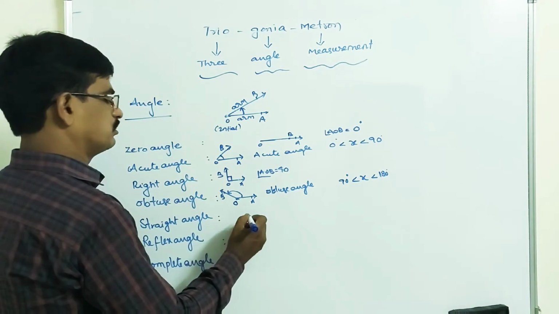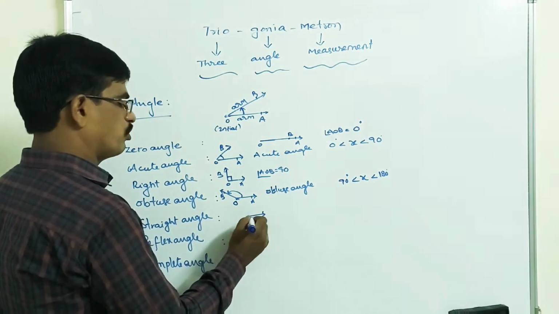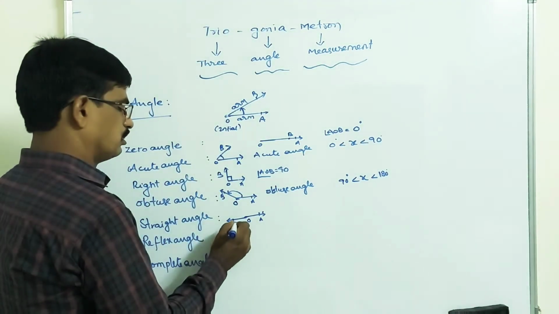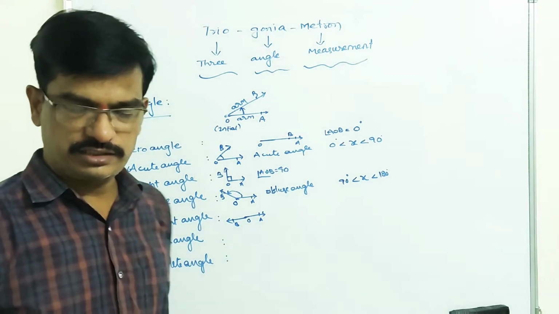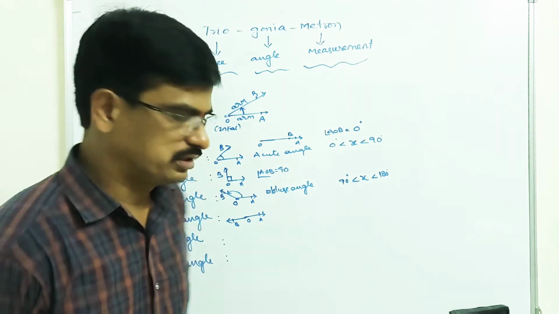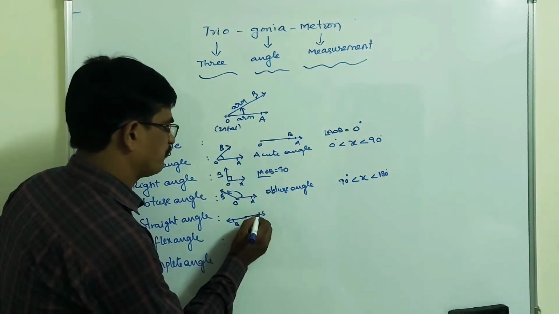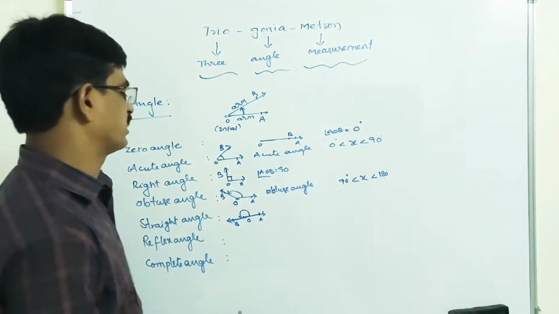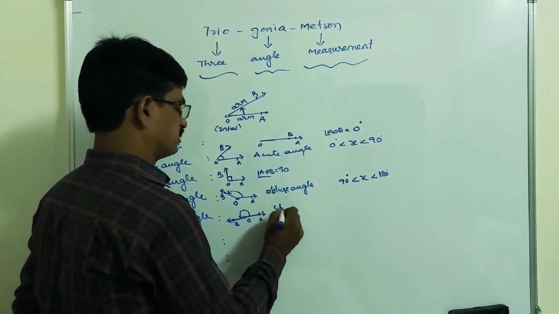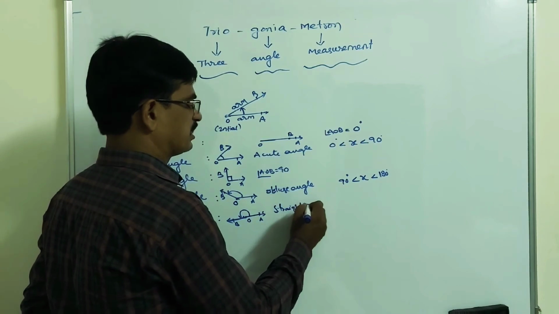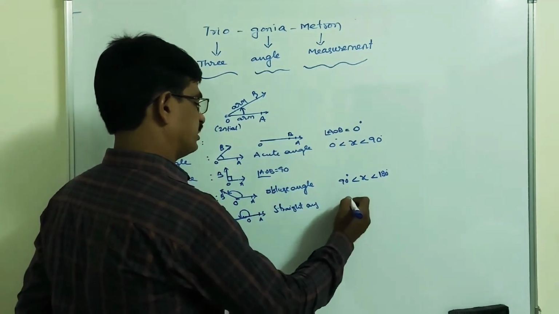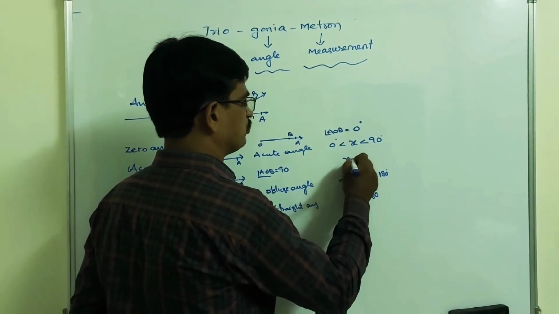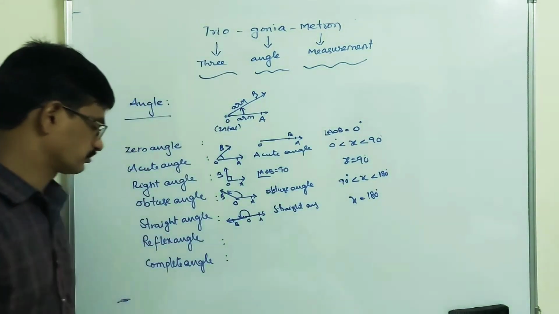Straight angle: when ray OA and ray OB are two vertically opposite rays, then AB forms a line, and the angle at O is a straight angle. That is, x is equal to exactly 180 degrees.